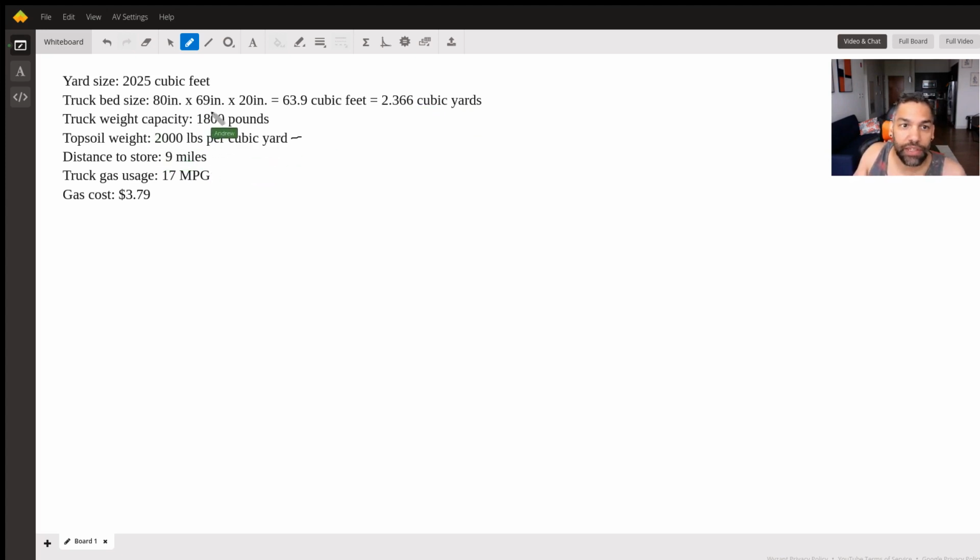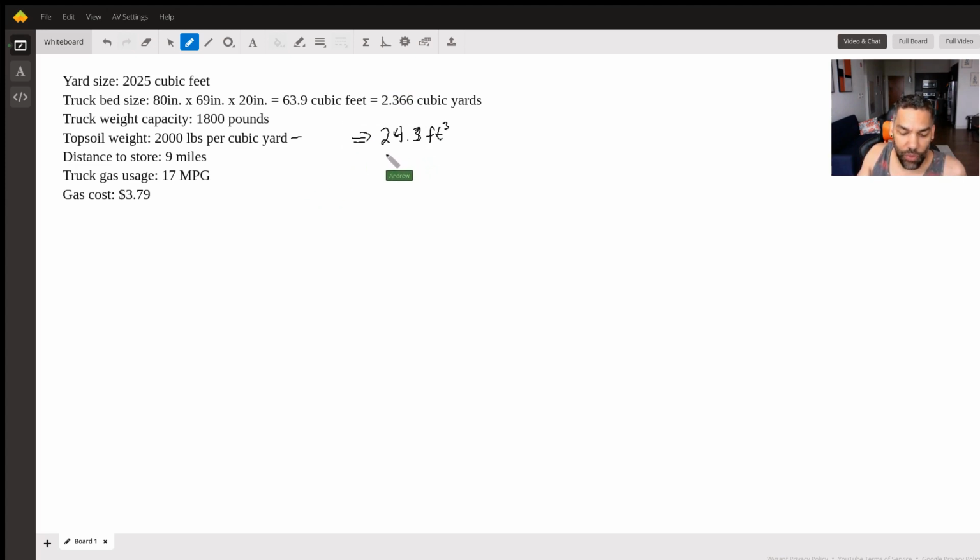Because the truck weight capacity is 1,800 pounds, which is 90% of a full cubic yard, we can figure out how much in cubic feet we can transport at a time. When we do that math, we find that we can only transport about 24.3 cubic feet of topsoil per trip. So that's the first thing that we have.